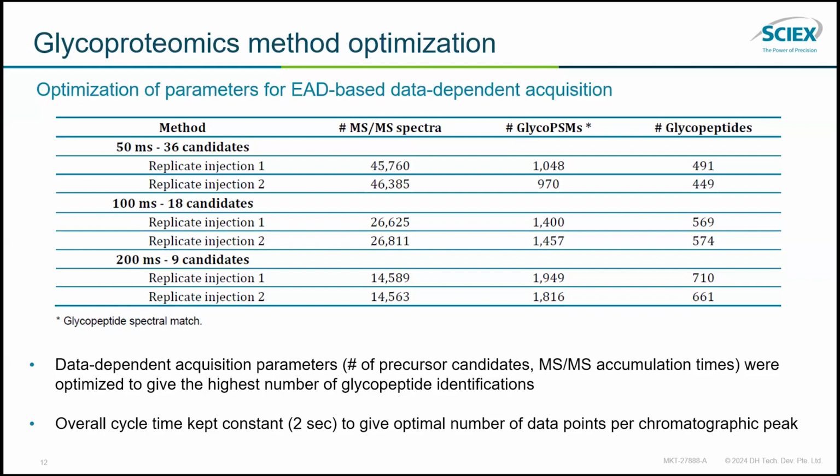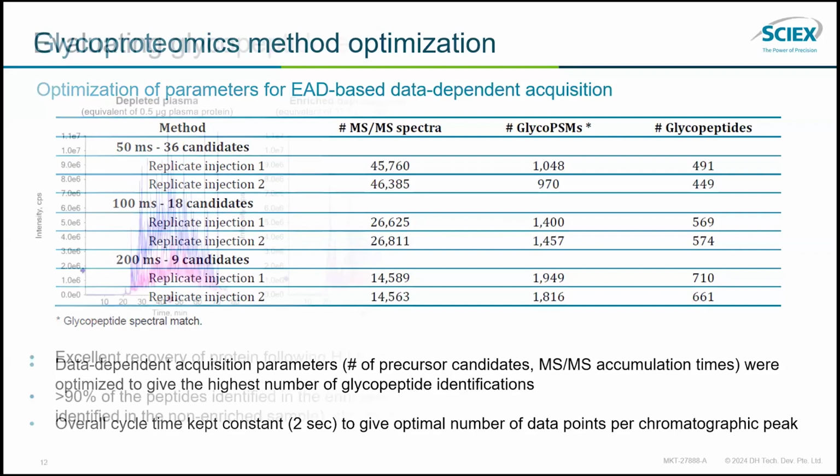So a relatively low number of candidates, but with a relatively high fragmentation time or accumulation time for the EAD fragmentation, right? Because EAD gives you lots of information, but it is generally a little bit less efficient compared to CID, right? So you may end up with lower sensitivity compared to CID. This helps with that, of course.